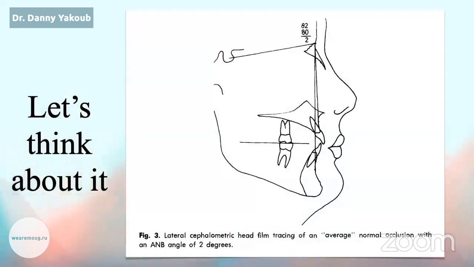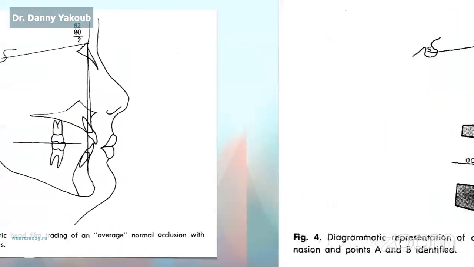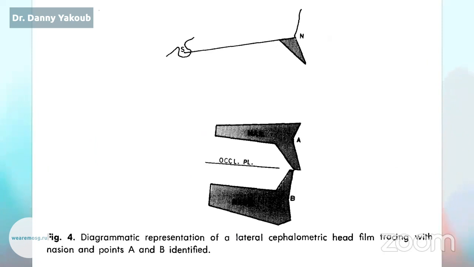Here's a lateral cephalogram tracing of an average normal occlusion with an ANB of 2 degrees. So this is a normal patient with an ANB angle of 2, which is a class 1 skeletal relationship, and he has a dental class 1 relationship. The authors of this paper made a diagram of the lateral cephalometric head, with a diagram of the maxilla, the mandible, and the SN plane.